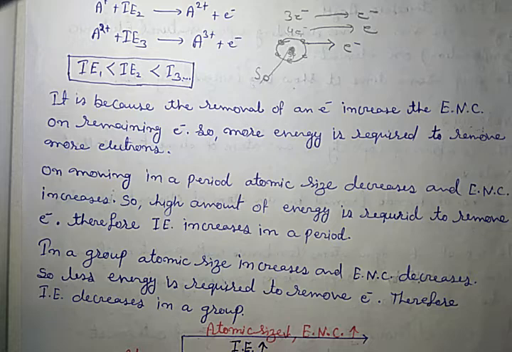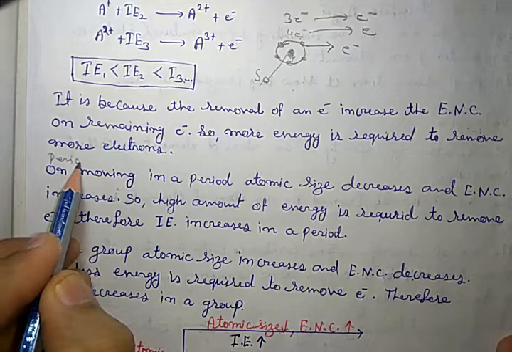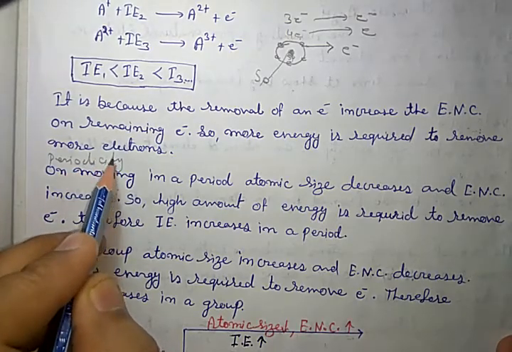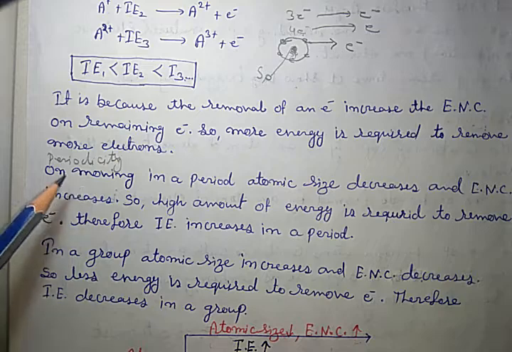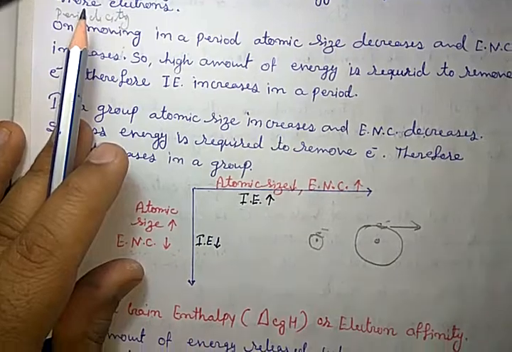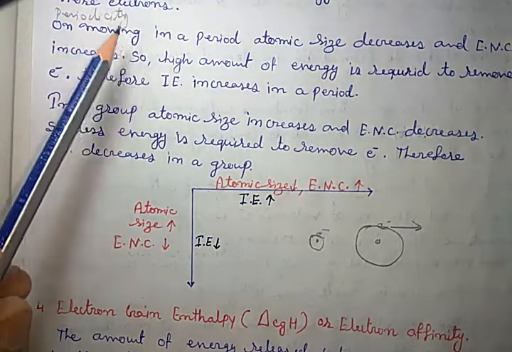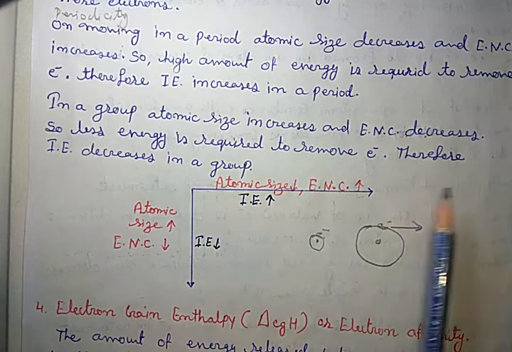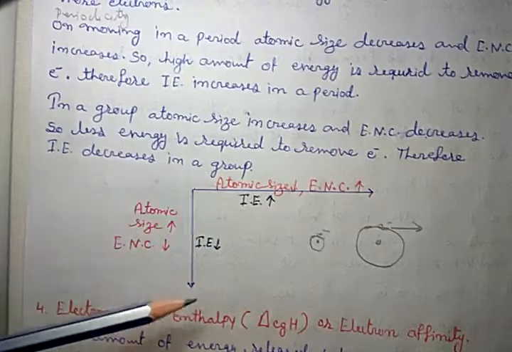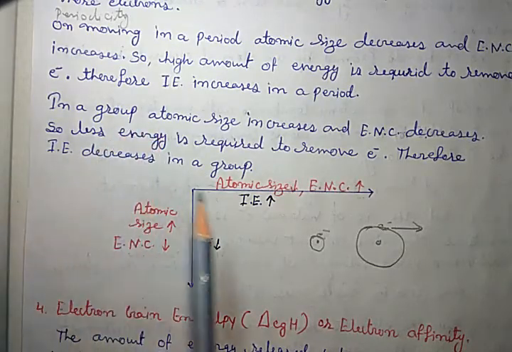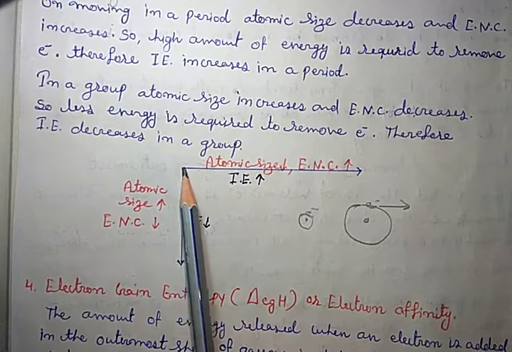Got it? Now let me consider its periodicity, that is, which kind of changes appear when we move in a period or in a group. In the last class we discussed this, but again I am repeating. Moving in a period means moving left to right, and moving in a group means moving up to down. Okay, now we are moving in a period.